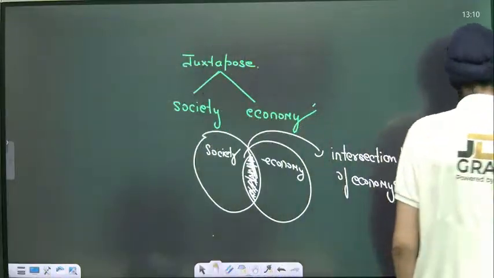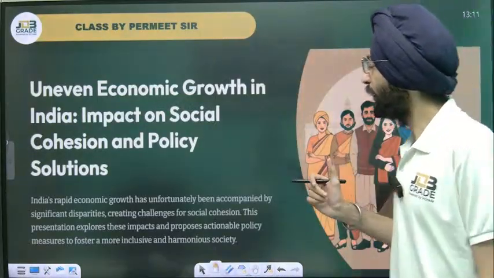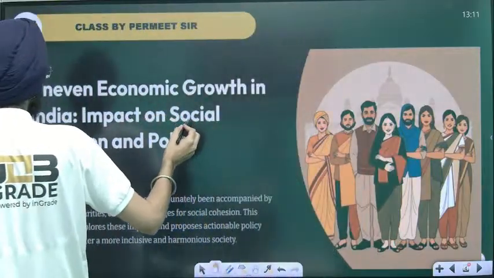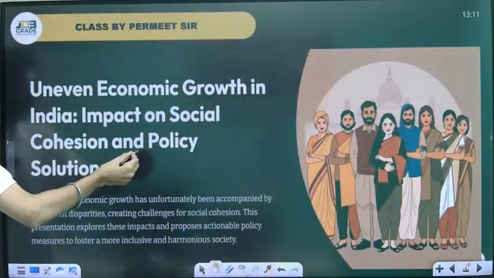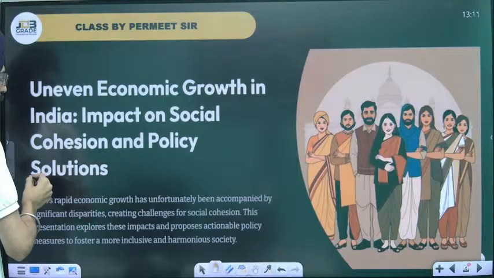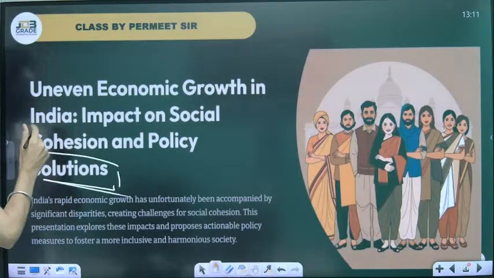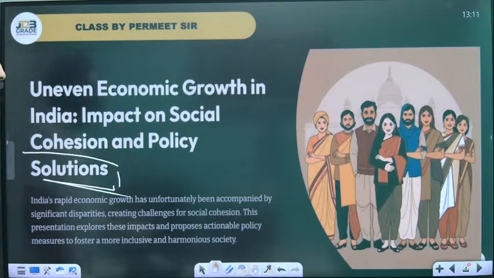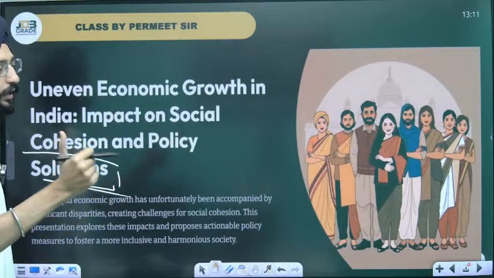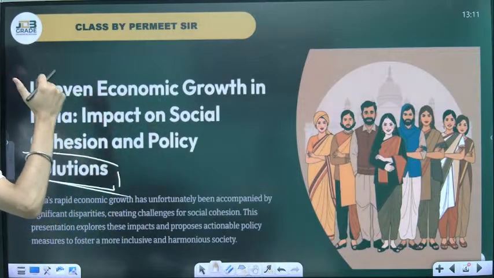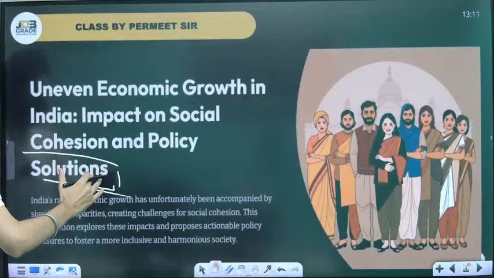Let's move on to the theme. The theme is uneven economic growth, impact on social cohesion and policy solutions. Of course, there has been uneven economic growth. There has been a lot of inequality, which has its negative repercussions on social cohesion and policy solutions.